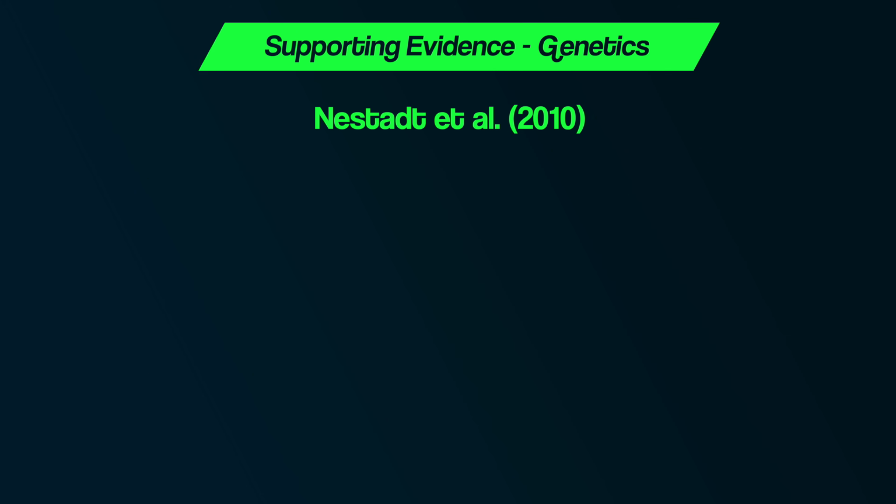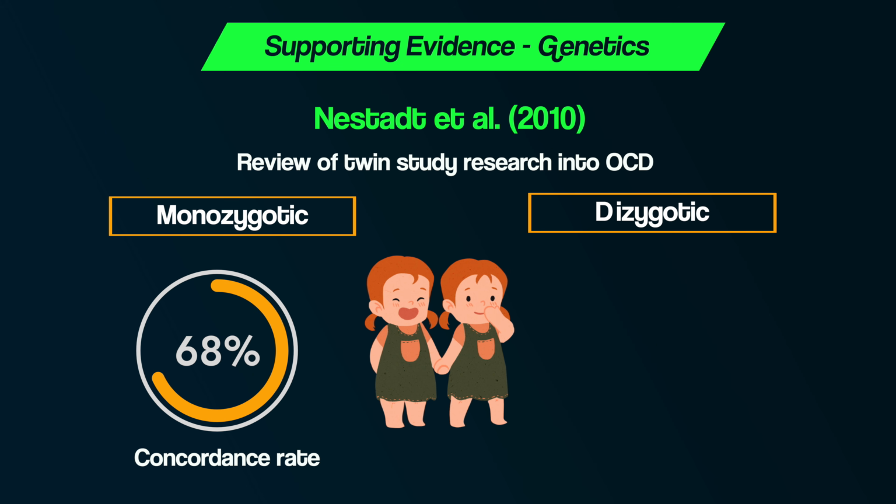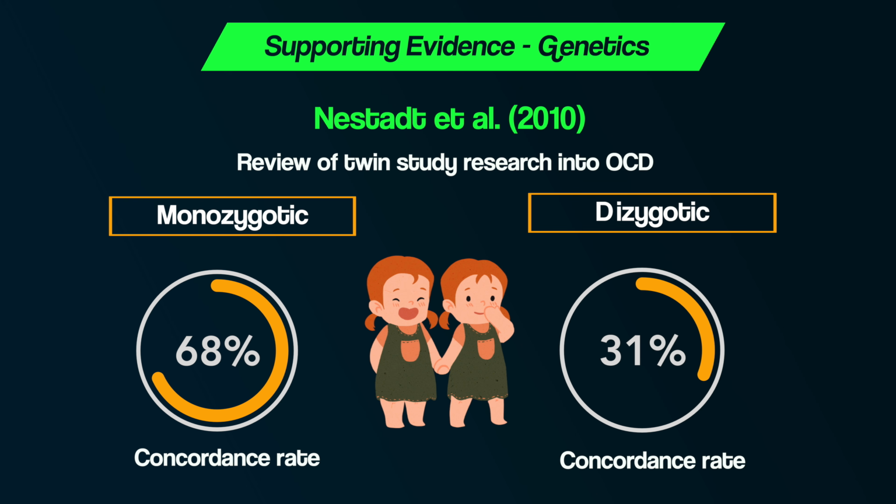Supporting evidence for the role of genetics comes from Nestadt et al. in 2010, who found that monozygotic twins had a 68% concordance rate for OCD compared to 31% in dizygotic twins, supporting the genetic basis of OCD, as MZ twins share more DNA and showed a higher likelihood of both developing the disorder.